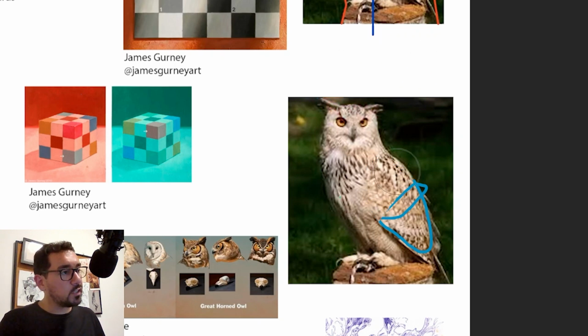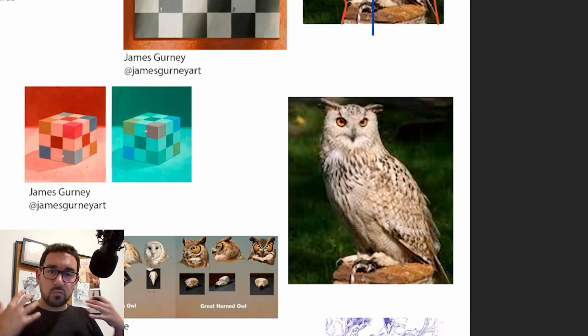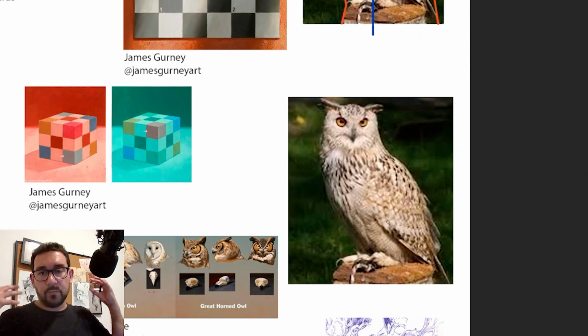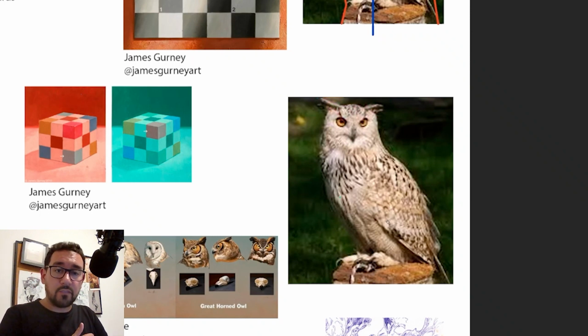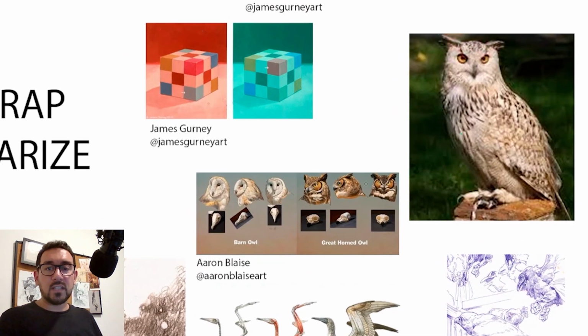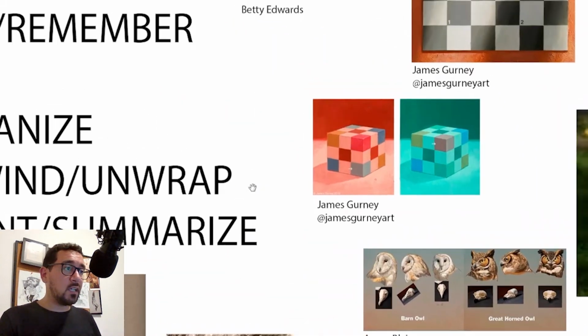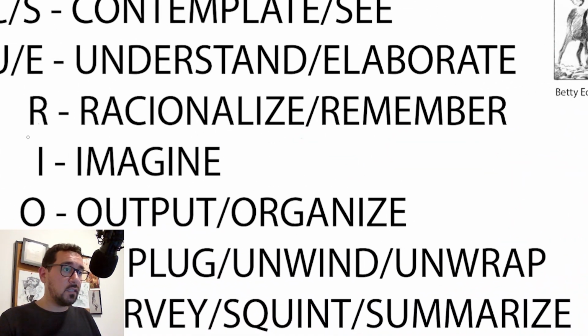So I don't know all the shapes, but we need to start investigating, and that comes down to a lot of iteration. You're going to be learning from different photographs of owls, from videos of owls, from real owls. I had the opportunity to draw from a live drawing session with owls, which is really interesting, but really hard at the same time. So it's something that will take a lot of time and will take us to the next topic, that is the R for rationalize or remember.